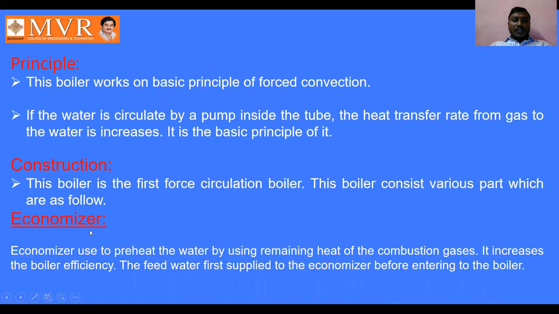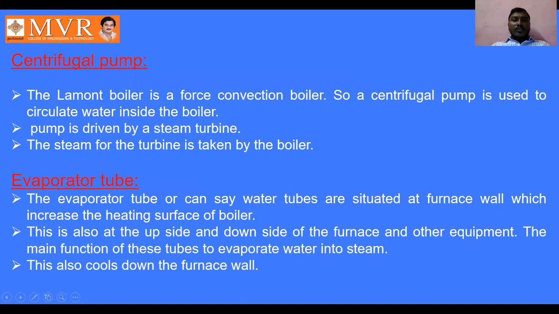We can observe the economizer. The economizer is used to preheat the water by using the remaining heat of the combustion gases, which increases the boiler efficiency. Coming to the centrifugal pump, it pumps the circulating water inside the boiler. The pump is driven by a steam turbine, with steam taken from the boiler.